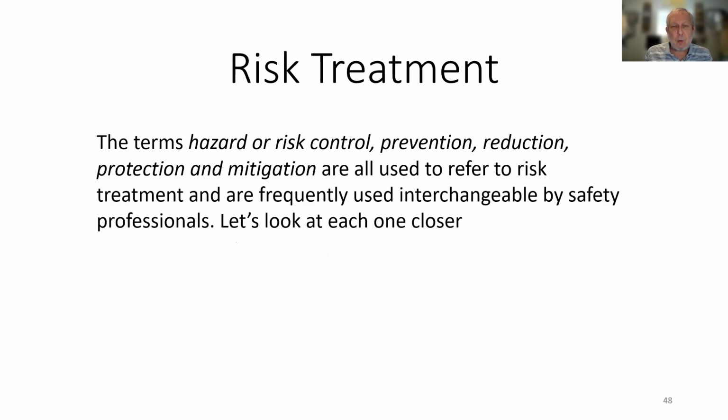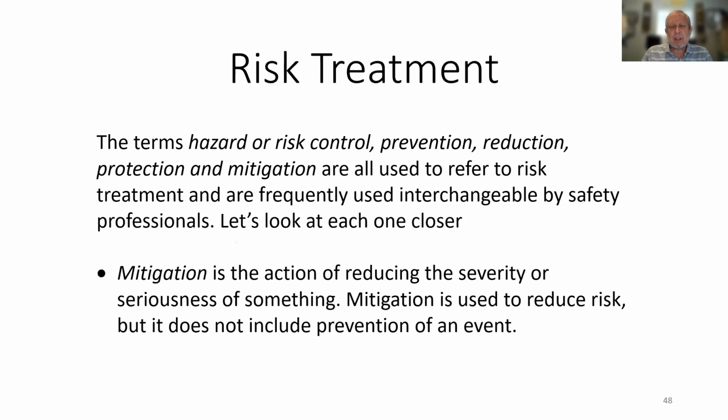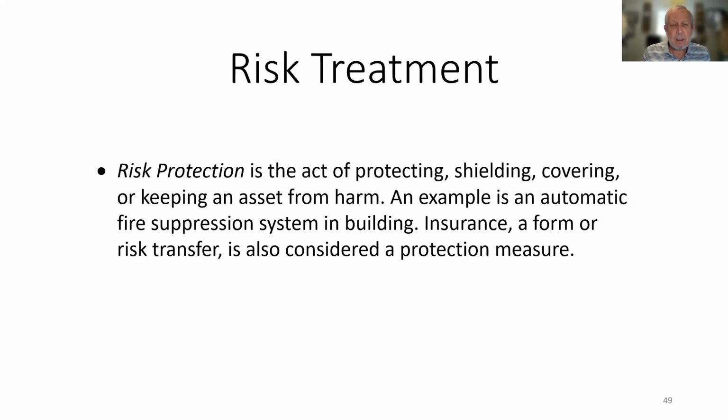The terms hazard or risk control, prevention, reduction, protection, and mitigation are all used to refer to risk treatment and are frequently used interchangeably by safety professionals. But let's look at each one a little bit closer. Mitigation is the act of reducing the severity or seriousness of something. Mitigation is used to reduce risk, but does not include prevention of an event.